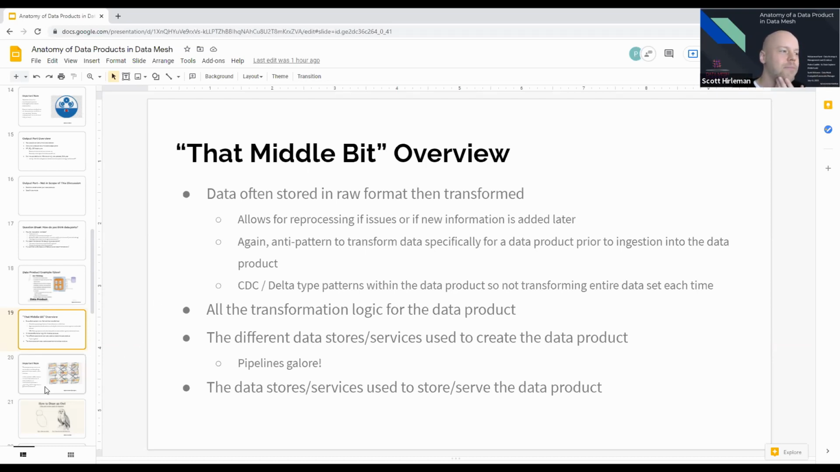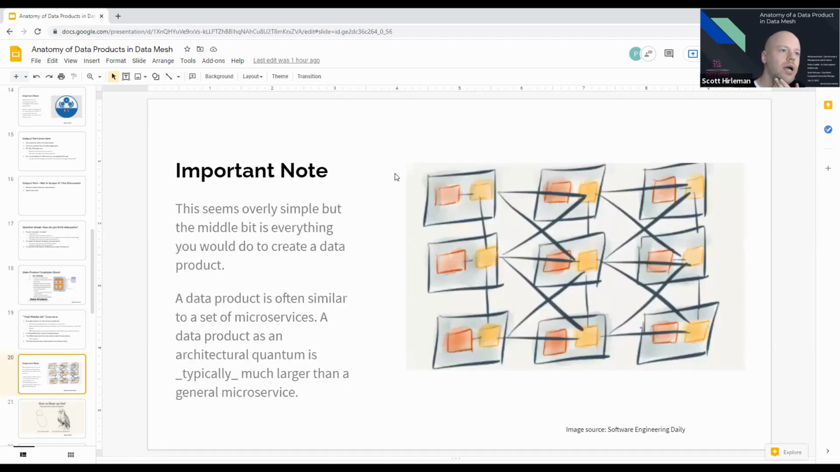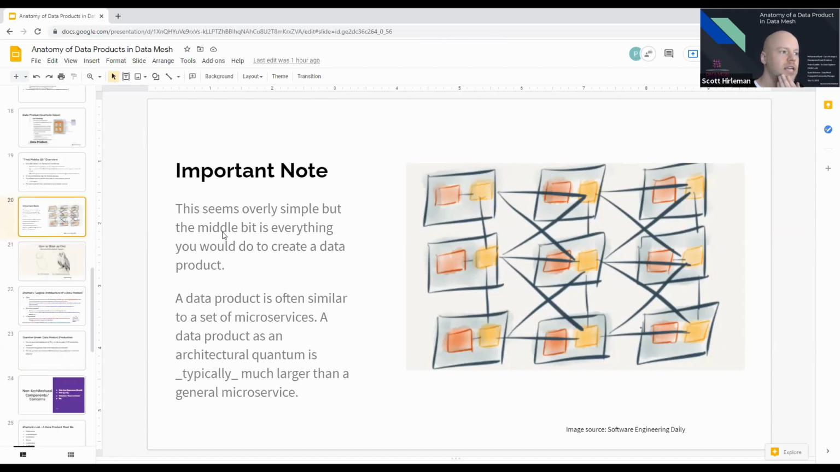But it does seem like I've simplified this too much. So if either of the two of you have something, I think we've got a question break coming up in a second.